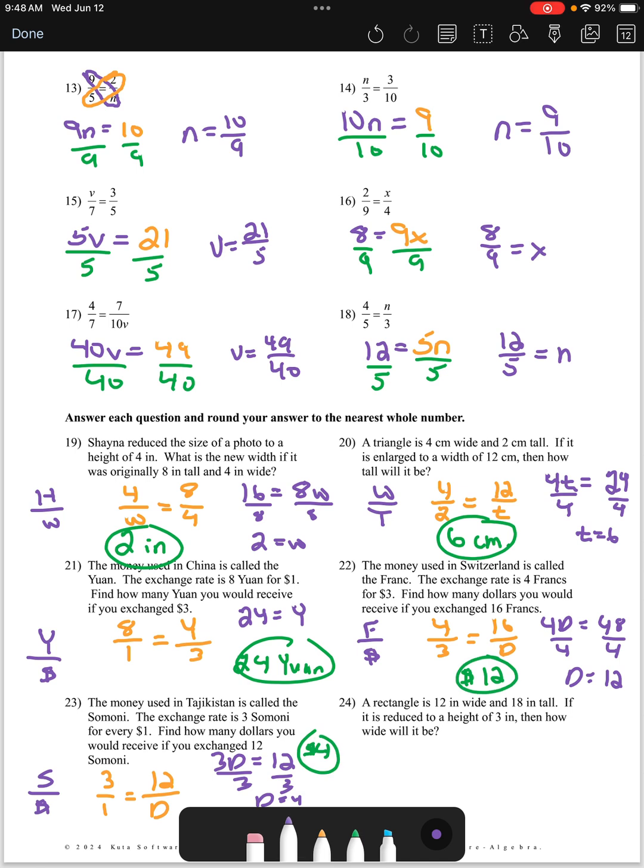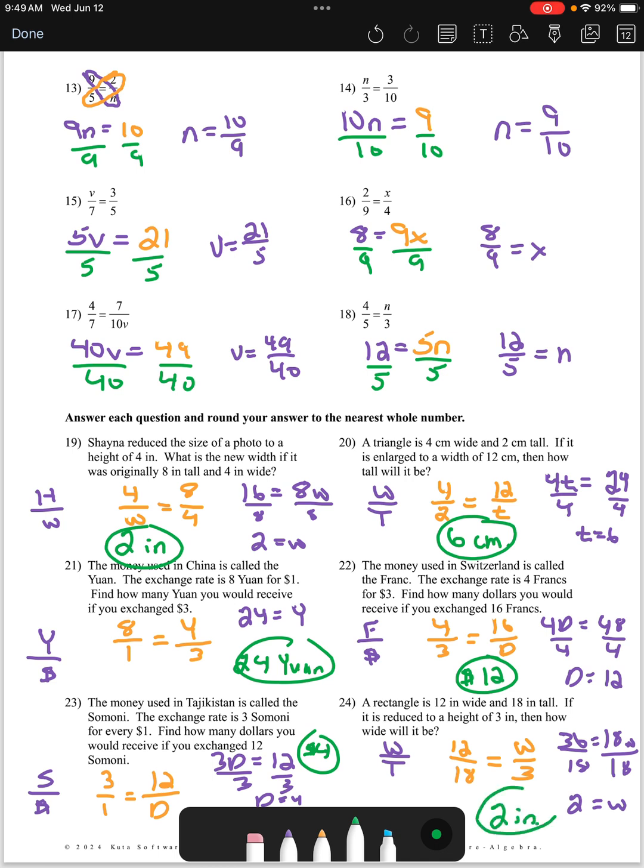Finally, number 24, a rectangle is 12 inches wide and 18 inches tall. So we're doing wide and tall. 12 wide to 18 tall. If it is reduced to a height of 3 inches, then how wide will it be? I don't know the width. Cross multiply. 12 times 3 is 36. 18 times W is 18W. Divide both sides by 18. That works out nicely. W is equal to 2.